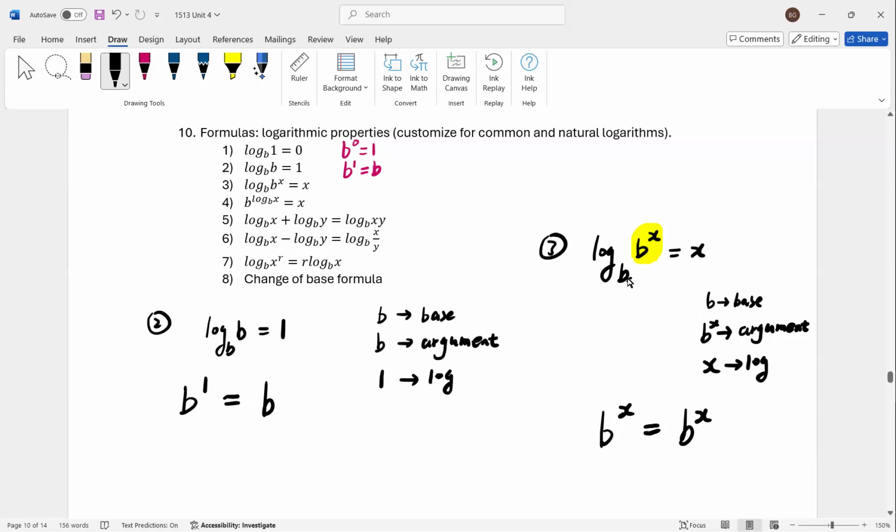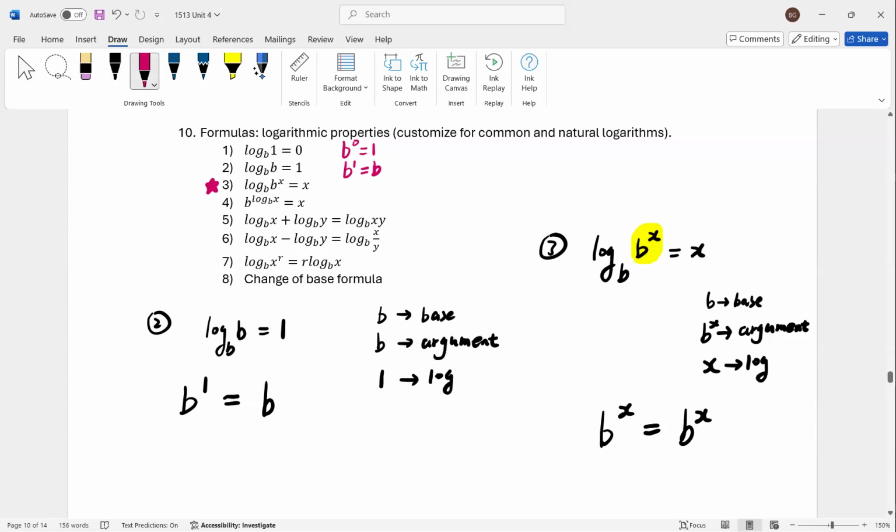So log with base b of b to the power of x equals x. If you see log with base b, b to the power of x, you know the value is going to be x. Figure out a way to memorize the result. Later, once we learn the power rule, we are going to go back to number 3, and you will make sense of number 3 in a different way.